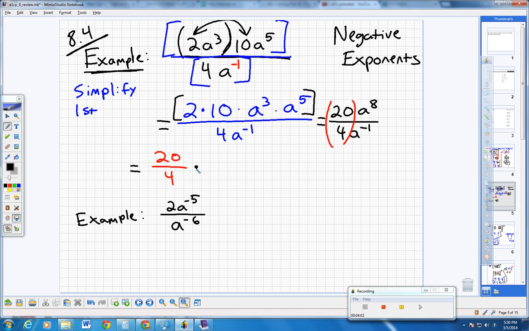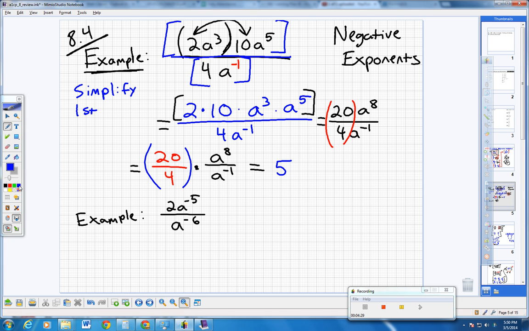times a to the 8th over a to the negative 1. Much easier to look at it that way because you know that 20 over 4 is going to give us 5. Now, a to the 8th over a to the negative 1.